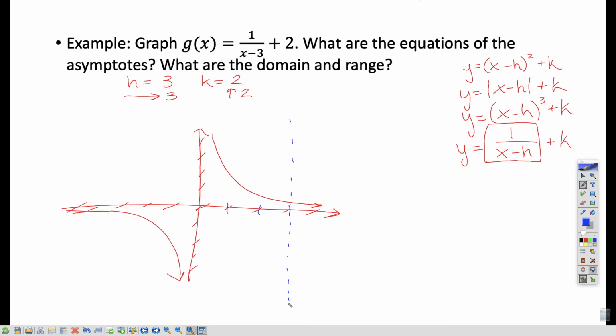Well, they're not real. It's like an imaginary number. Do we plot an imaginary number? No. But here we have to show it, so I know that you know where to go. And then what happened to my horizontal asymptote? It went up 2.